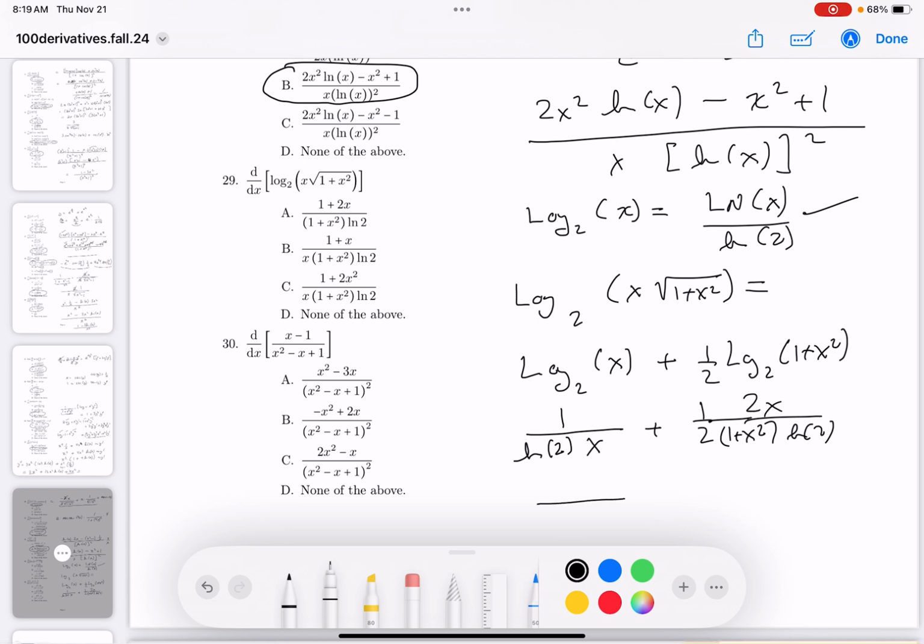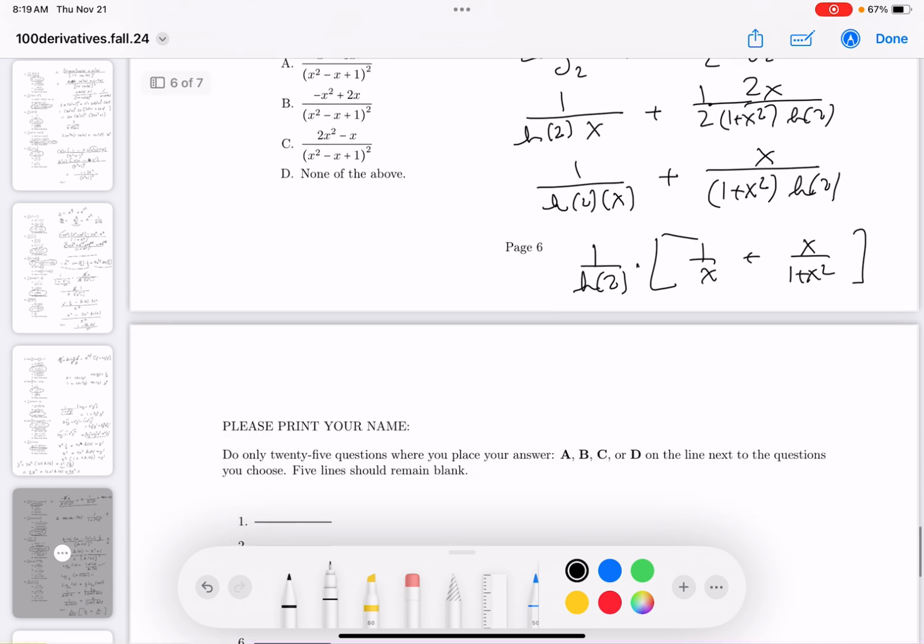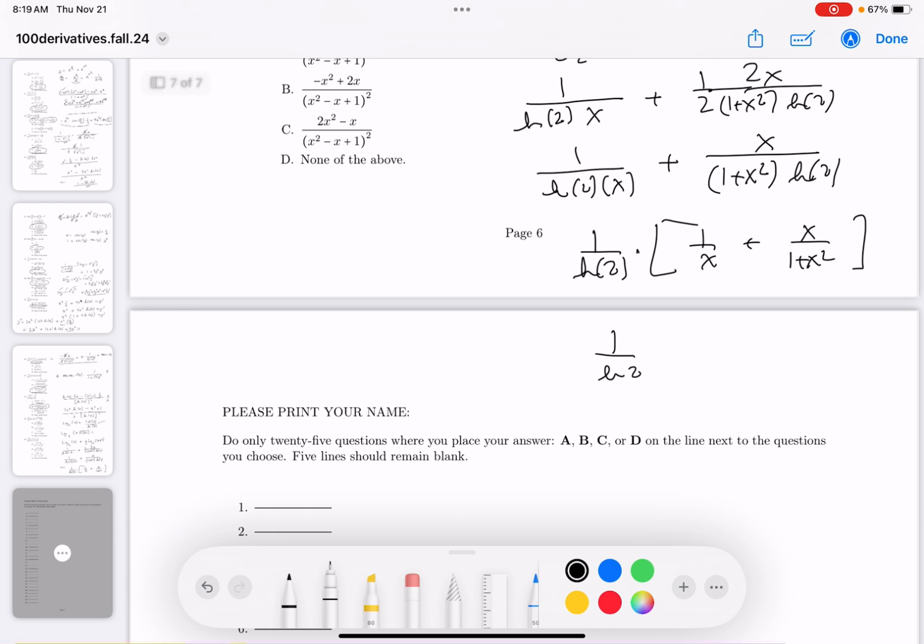So what do you get over here? Let's see. You can get 1 over the natural log of 2x plus x. The 2 cancels, by the way. 1 plus x squared, ln 2. I'm not seeing the answer, by the way. So what do you do? I'm going to factor the ln 2 out. And what do you get there? You get 1 over x plus x over 1 plus x squared. Whoa, I got to do more. 1 over ln 2. Common denominator x, 1 plus x squared. And this is going to be 1 plus x squared plus x squared.